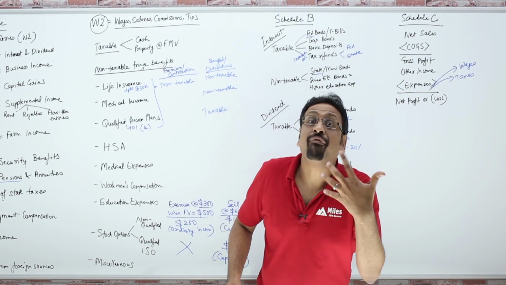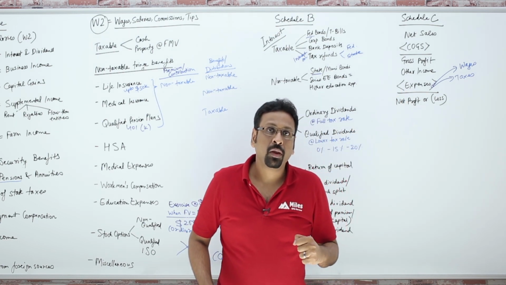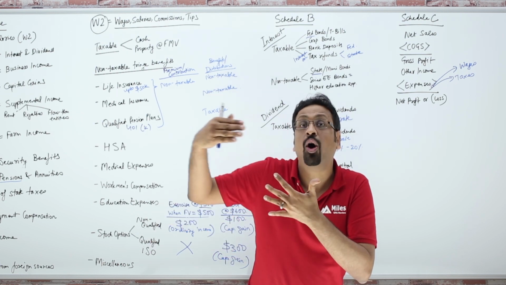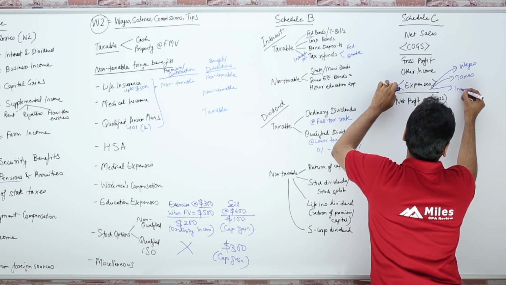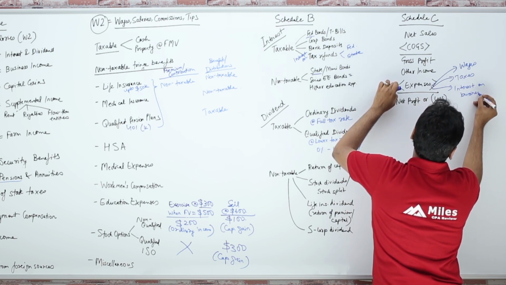Let's say you have some office expenses, again, that's deductible out here. Let's say you've taken some business loans and you're paying interest on that. So interest on business loans is allowed as an expense here. So interest on business loans.